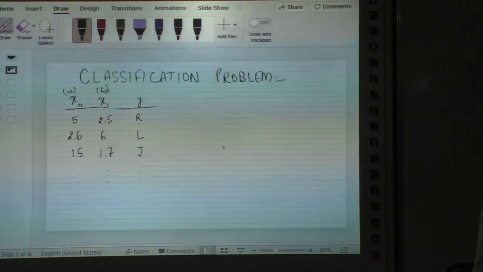So now if I want to estimate y, I have to convert it into numeric values, right? I cannot estimate strings. So it is easier to estimate numeric values. So let me call rose as 0, lotus as 1 and jasmine as 2. I can write it like this, and so on and so forth.